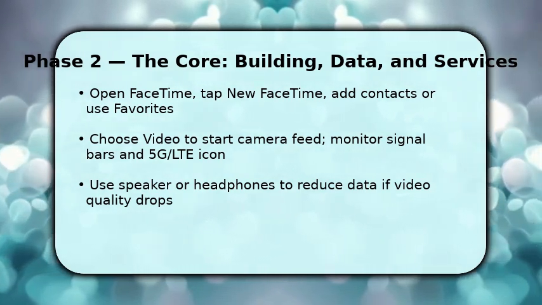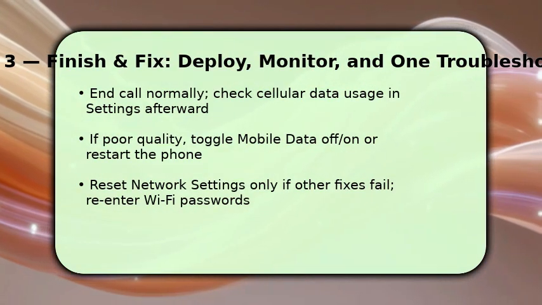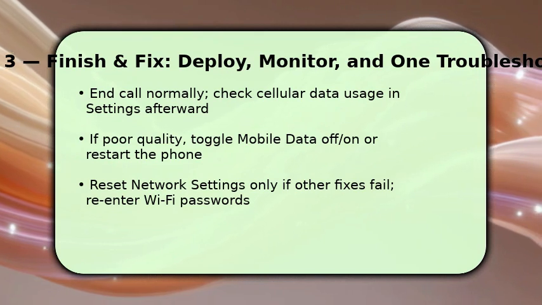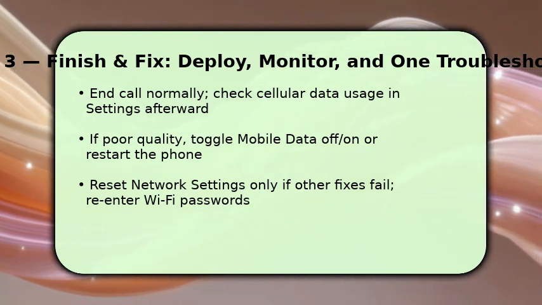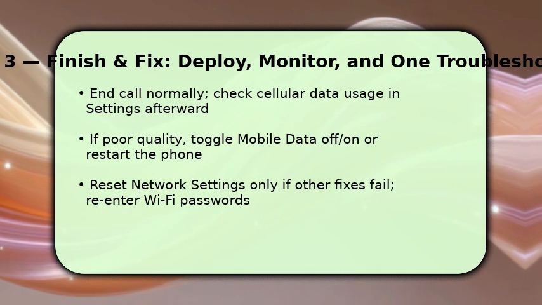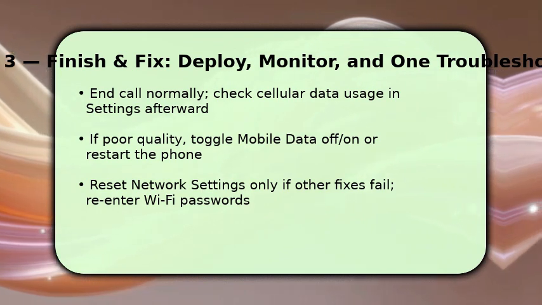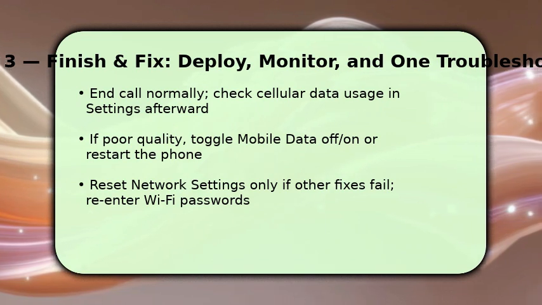To finish, end the FaceTime call normally and then inspect cellular data usage in settings to see how much video consumed. If call quality was poor, first toggle mobile data off and back on, then retry. This often reassigns the radio.